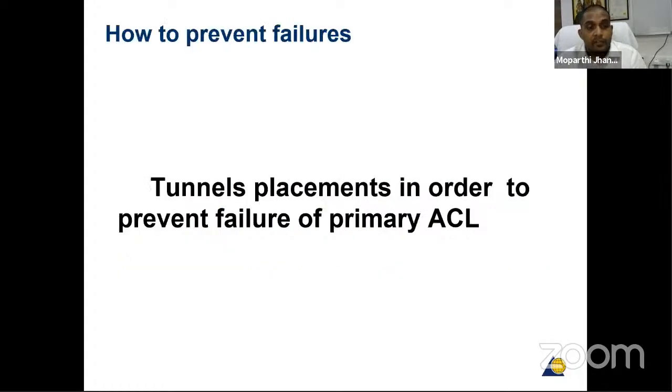How to prevent failures? Tunnel placement, in order to prevent the failure of the primary ACL. Generally, this topic is going on, but these are some of the causes which lead to failure of the primary ACL.